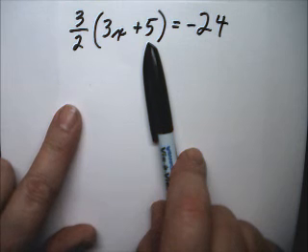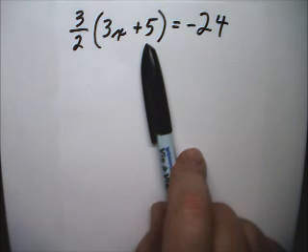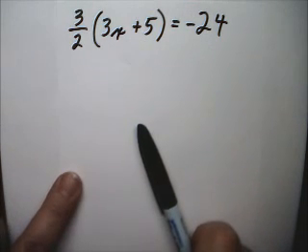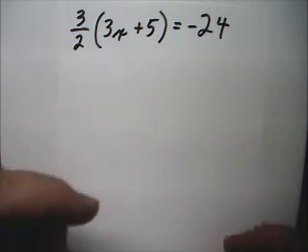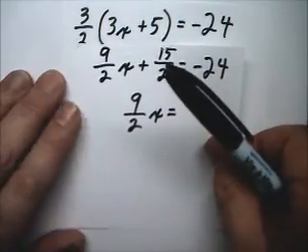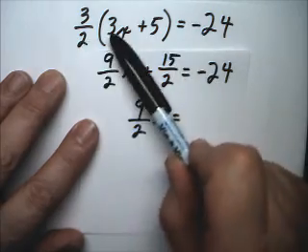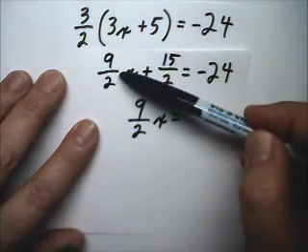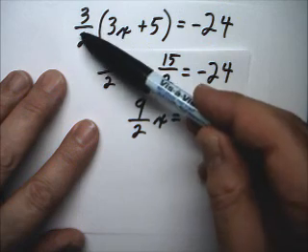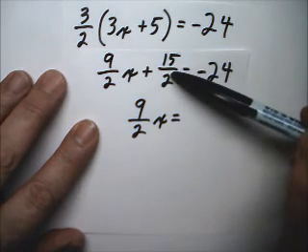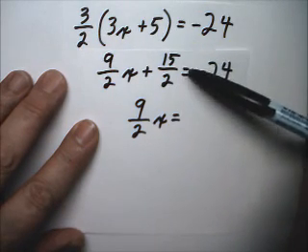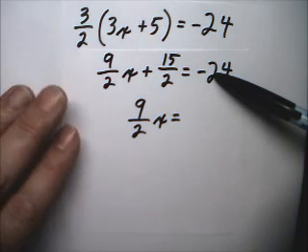And that's perfectly valid. We've done that many times to equations. Just recently, of course, we've done it to equations. And that is a valid technique. And I want to just show you that it can be done. 3/2 times 3x is 9/2 x. 3/2 times 5 is 15/2 equals -24.